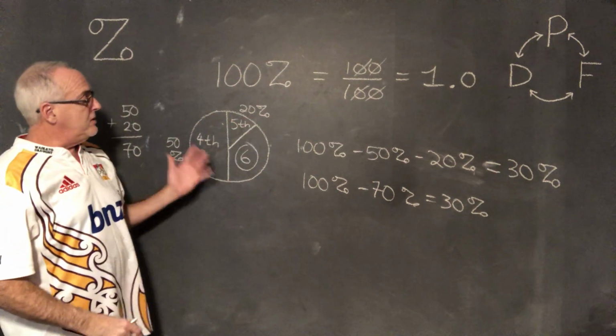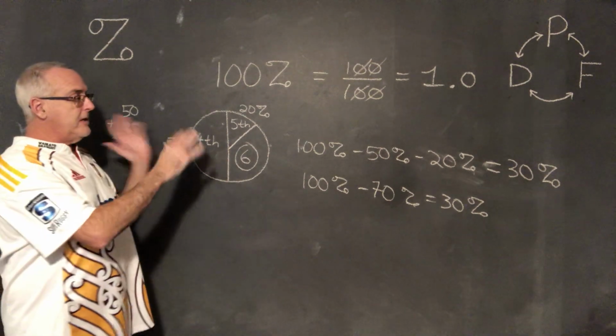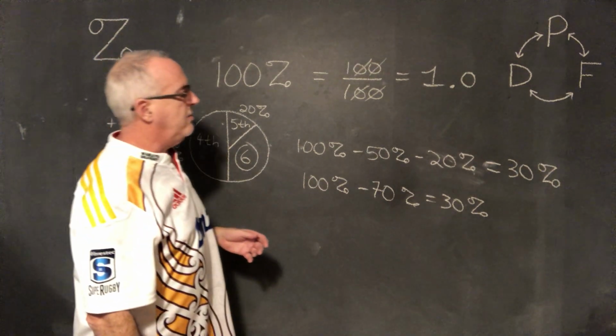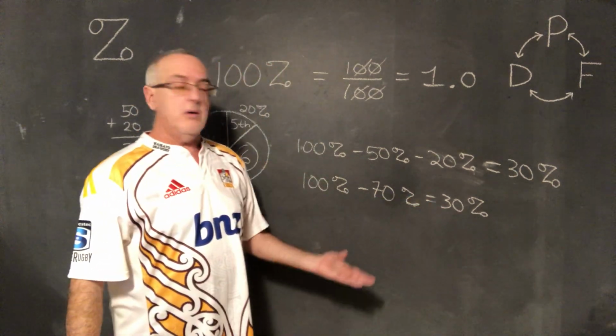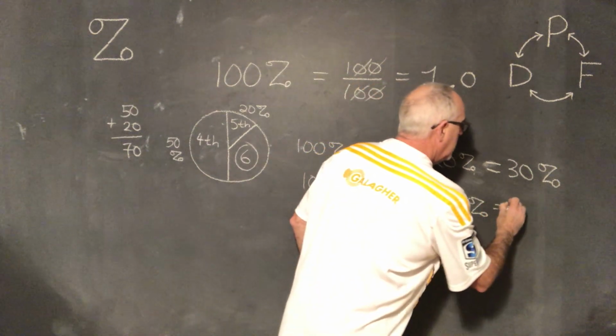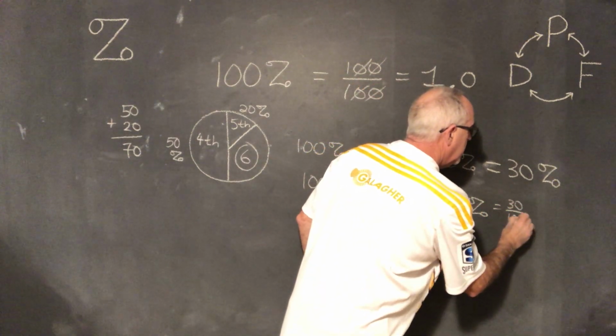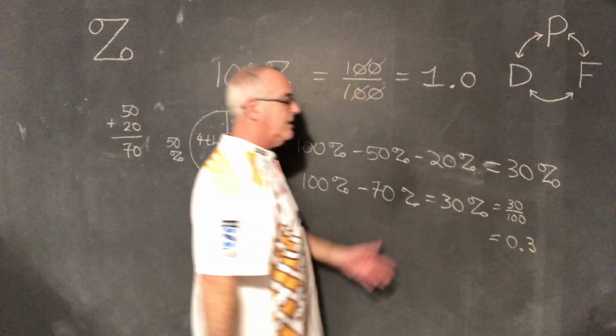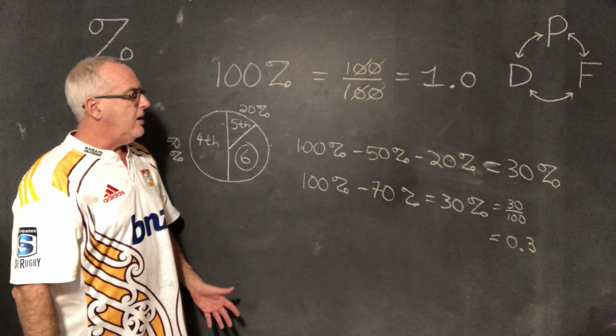And the percentage that was missing was the percentage of 6th graders from this little word problem. I guess I could call it a word problem. And 30%, we can convert that into 30 over 100 and into 0.3 because we can just apply the skills that we just applied.